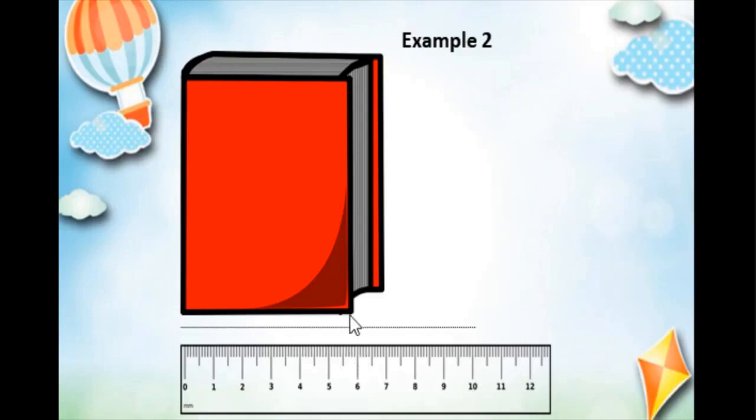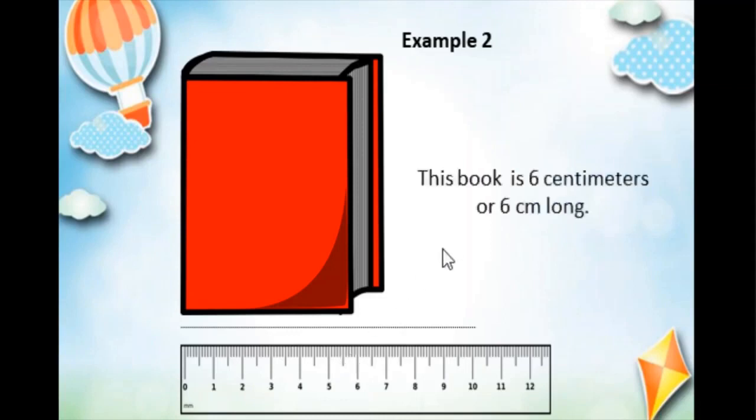Approximately it stopped here, right? So let's end here and count beginning here. Ready? Go. 0, 1, 2, 3, 4, 5, 6. The measurement is, this book is 6 centimeters or 6 cm long.